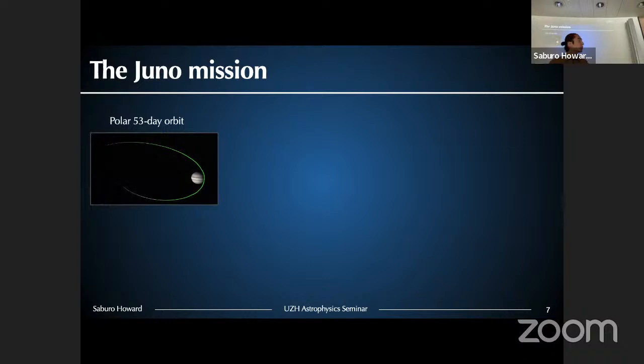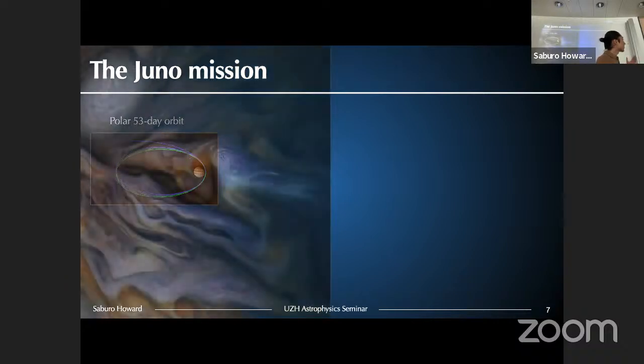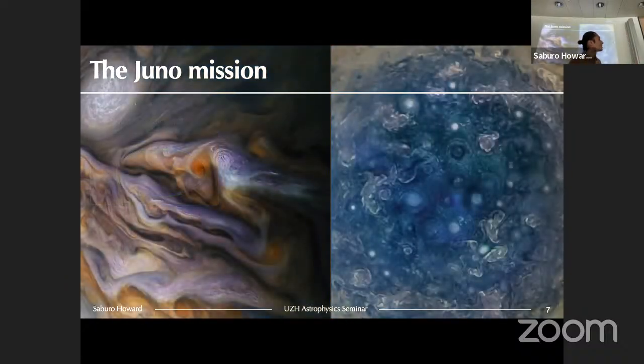So the Juno spacecraft is on an elliptical polar orbit, which allows it to pass very close to Jupiter at actually less than 3,000 kilometers above the cloud deck. And thanks to that, we can get those very impressive pictures.